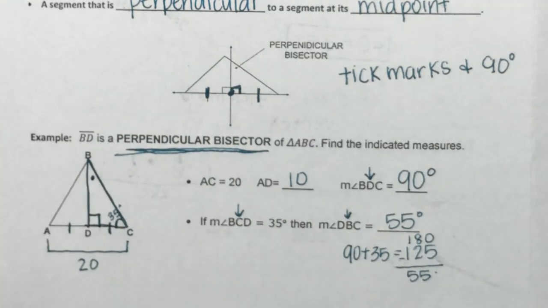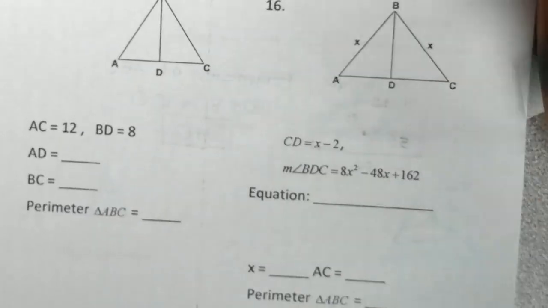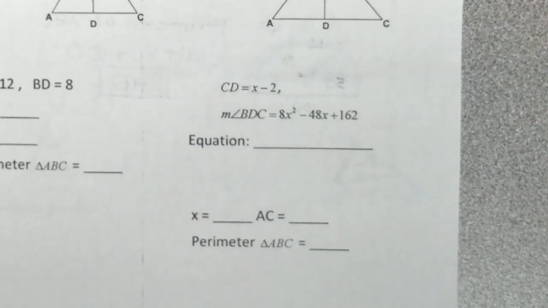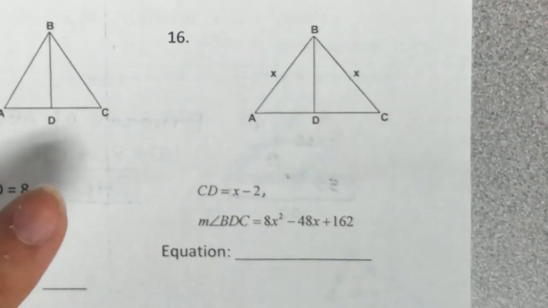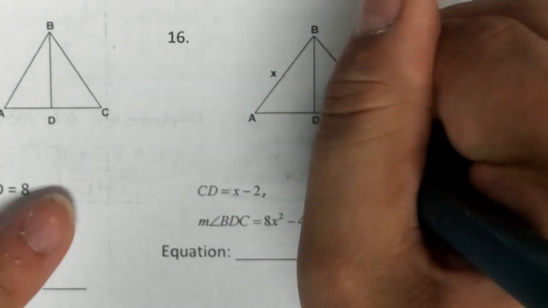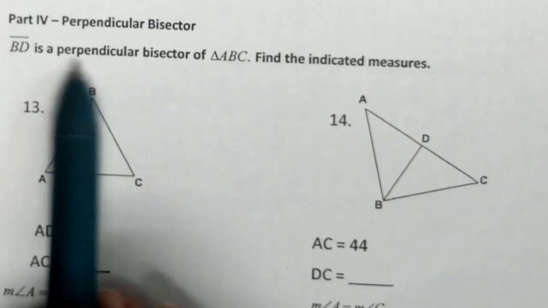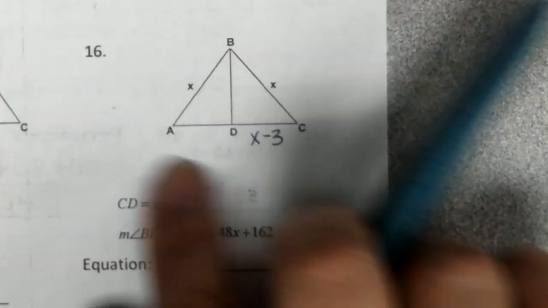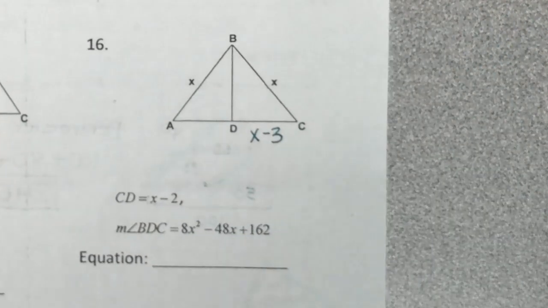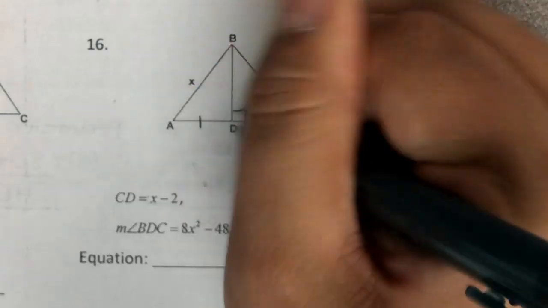All right, I want you to look real quick at your homework at number 16. Real calm. I'm not going to do it all for you, but y'all get scared of these quadratics a little bit, don't you? Don't be scared of it. It tells you CD is x minus 2. And by the way, it tells you way over here that BD is a perpendicular bisector. It's 4, 13, 14, 15, and 16. What can I add to this picture? The 90 degree and the tick marks.